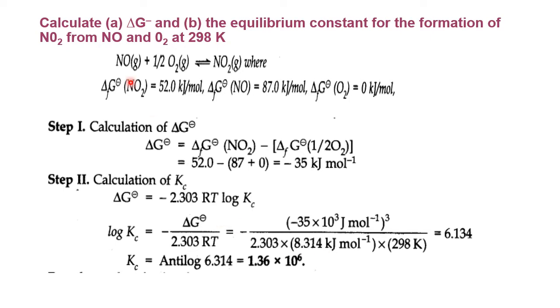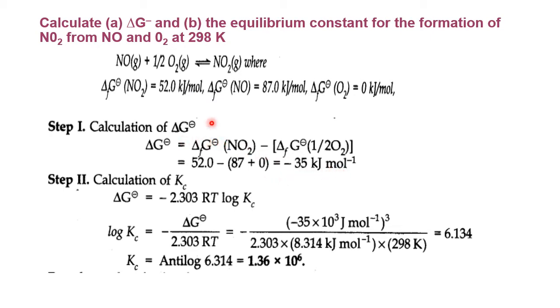Calculate delta G naught and the equilibrium constant for the formation of NO2 from NO and O2 at 298 Kelvin. From NO and O2, NO2 is formed. All these are given. Okay, delta G formation for NO2, for NO, for O2 is given. Now what we will do, we will calculate delta G naught first for the reaction. Delta G naught for the reaction is equal to what? Delta G naught for the product minus delta G naught for the reactant. That gives you minus 35 kilojoules per mole.